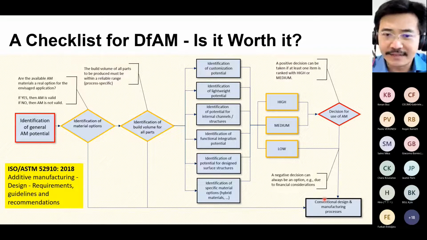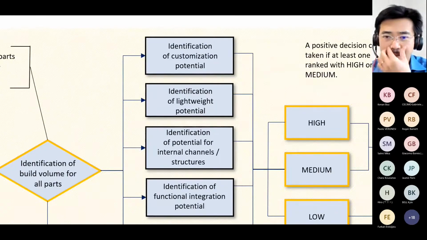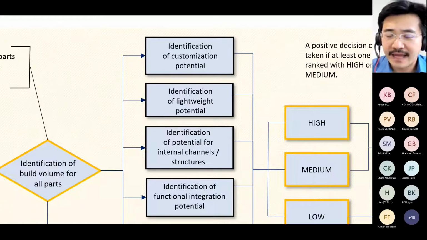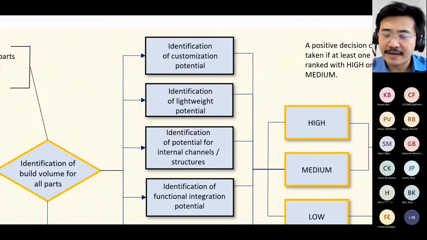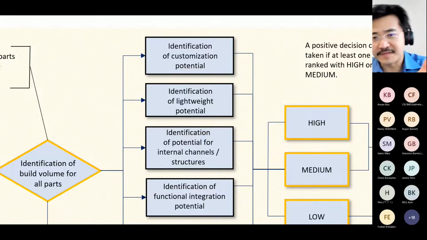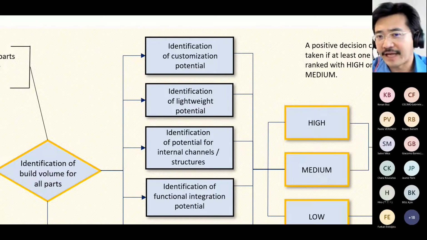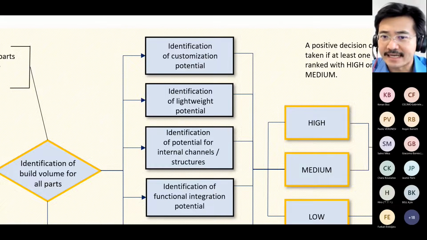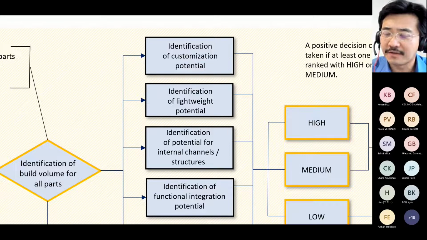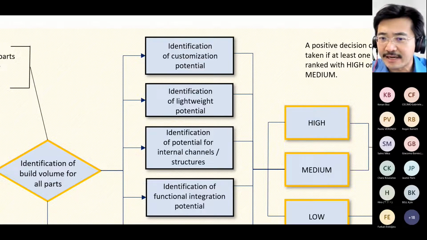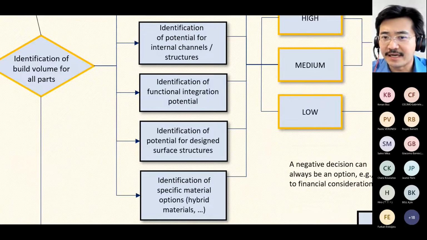I won't go through that in detail, but you could see, for example, in the center part here, that this flow chart enables you to think about many things fast forward. For example, thinking about the potential for customization, personalization of parts, thinking about the potential for lightweight saving features, thinking about the potential for internal cooling channels or structures or honeycomb channels, or even lattices, thinking about trying to integrate functionality into those parts.